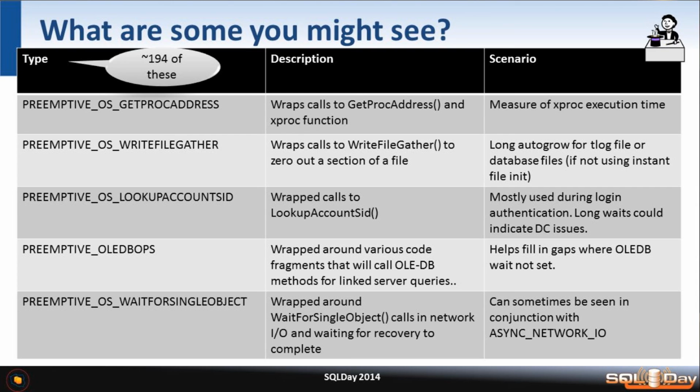This lookup account SID, specifically, I see this with domain controller issues. You're trying to log into SQL Server. We need to authenticate your login with the domain controller. If there's a delay or that takes a long period of time, this is the wait type that's going to show up. And then here's one thing for OLEDB calls. And then finally, this is the one that can show up with async network IO. There's some 194 of these. And in many cases, they do correspond to a specific Windows API call that we're doing.